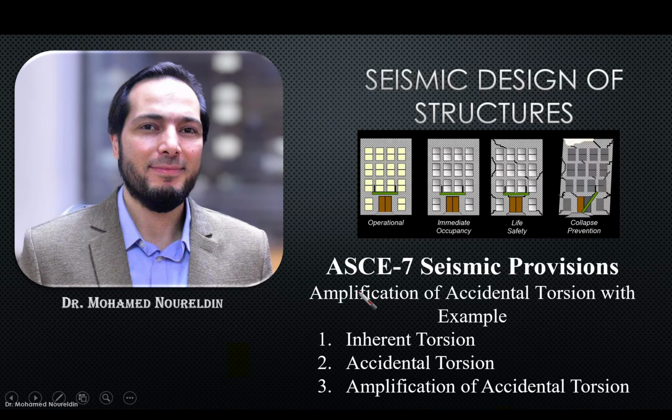And still we are talking about the ASCE-7 seismic provisions. And today I'm going to talk about the amplification of accidental torsion with example. So we're going to talk about torsion in general, and I'm going to talk about three different parts of it, which is already detailed in ASCE-7, and I'm going to talk about the inherent torsion and the accidental torsion and amplification of accidental torsion.